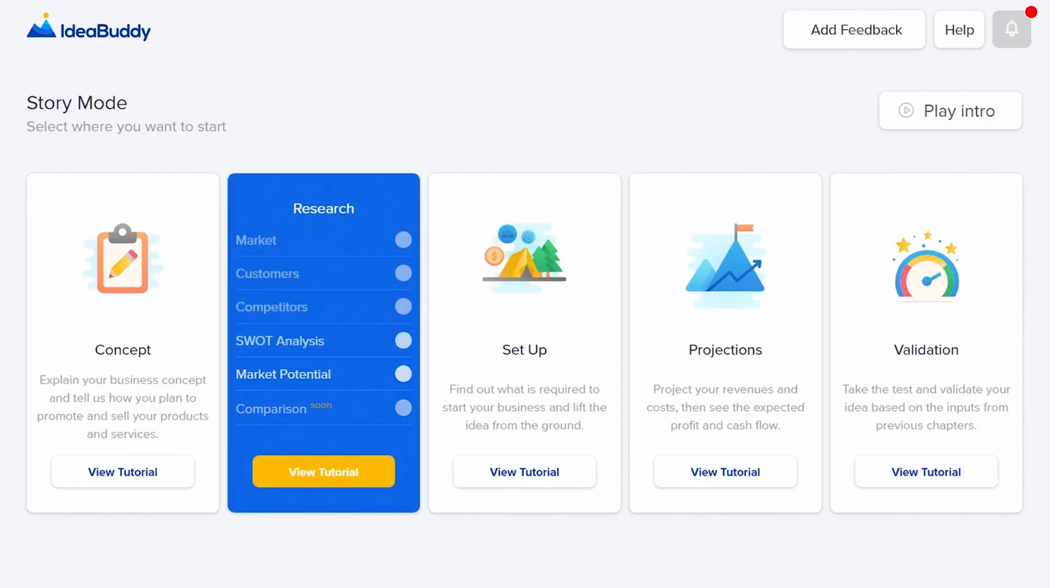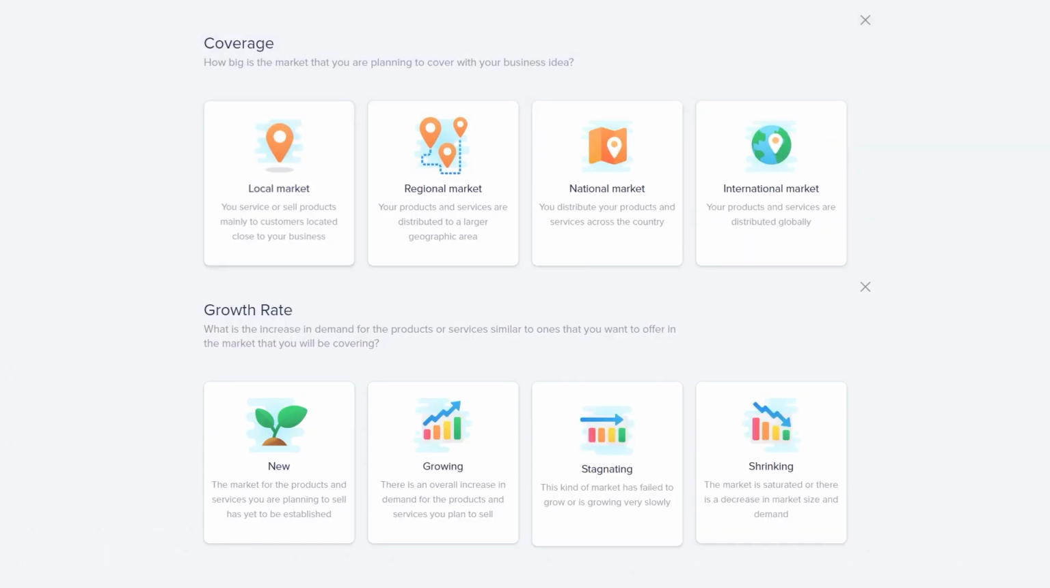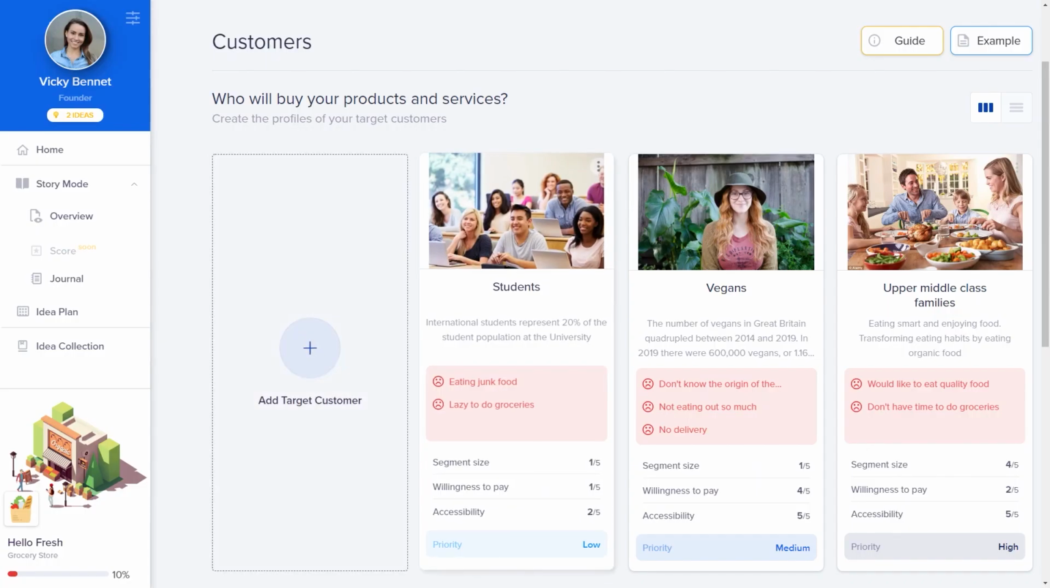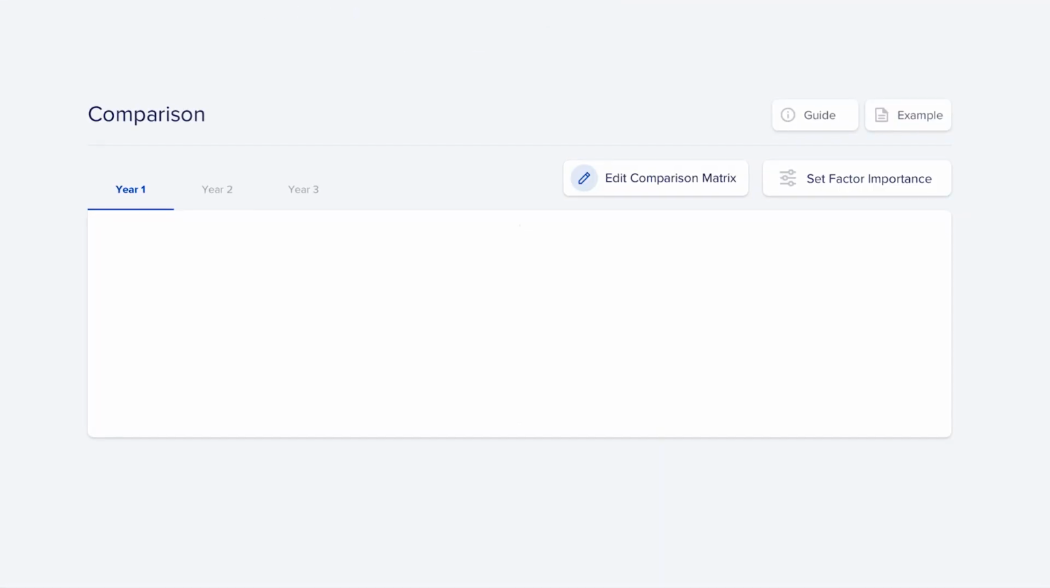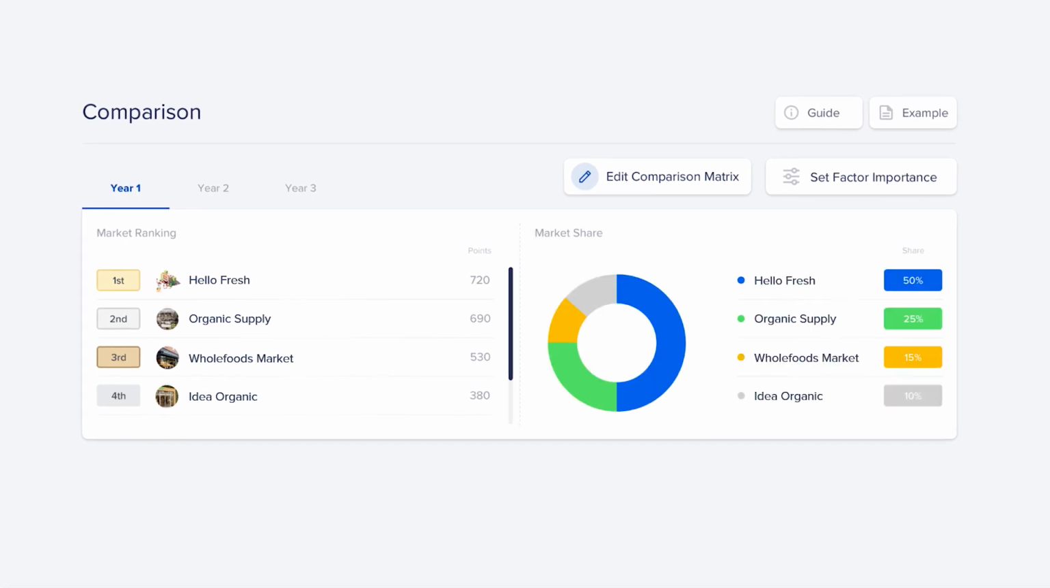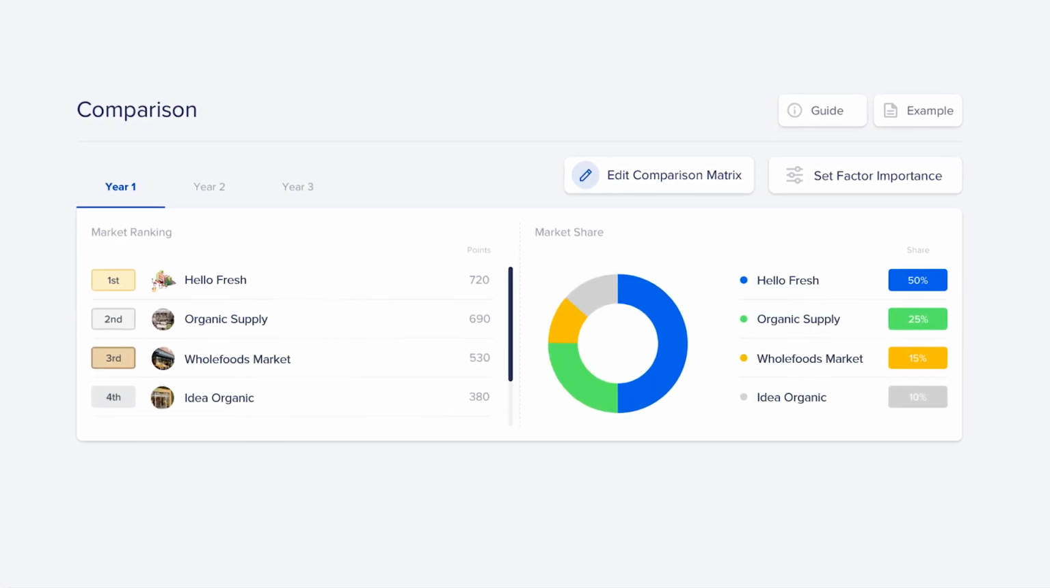Now, we're moving on to the research chapter, where you will determine the size and growth trend of the market you're entering. Create profiles of your target customers, analyze your competitors to identify their soft spots, and compare your ideas with other businesses to check how you stand in the market.